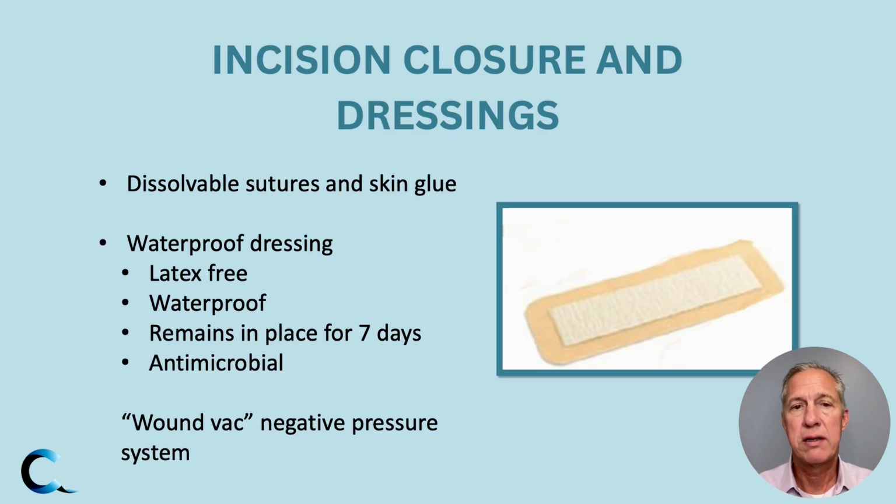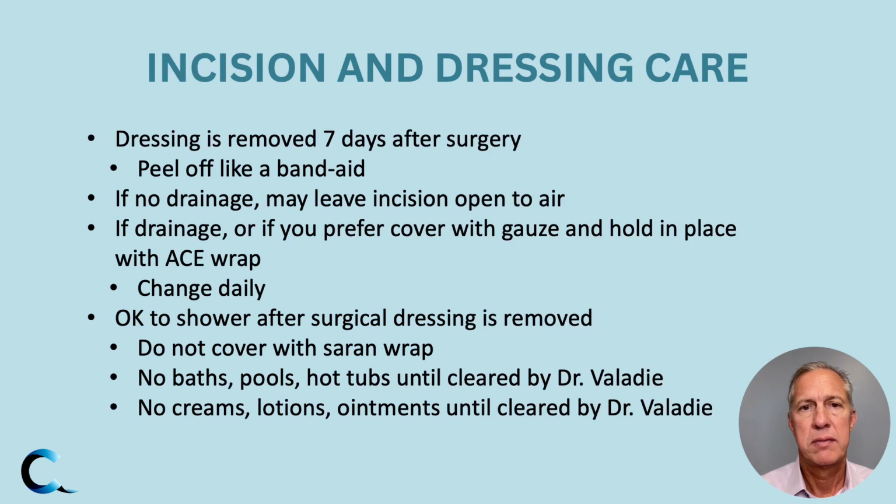Our typical skin closure involves dissolvable sutures under the skin and glue on the outside of the skin. We then place a waterproof dressing that stays in place for 1 week. It's okay to shower in this dressing. Very occasionally, we might use what we call a wound vac negative pressure system that stays in place for 1 week. The dressing is typically left in place for 1 week and then peels off like a Band-Aid. If there's no drainage, you can leave the incision open to air and start showering right away.